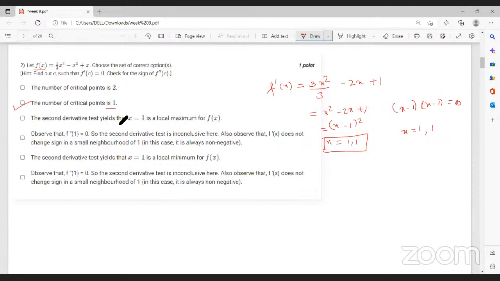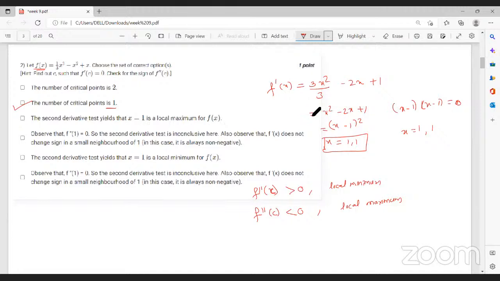Now the second derivative test: x equals 1 is a local maximum for f of x. If we take the second derivative of a function f of x, and if it is positive at a point, then it has a local minimum at that point. And if f double dash of x at that point is less than 0, then it has a local maximum, right? Yes, sir.